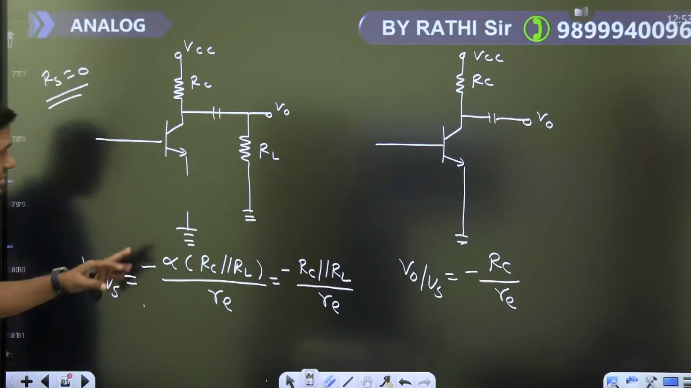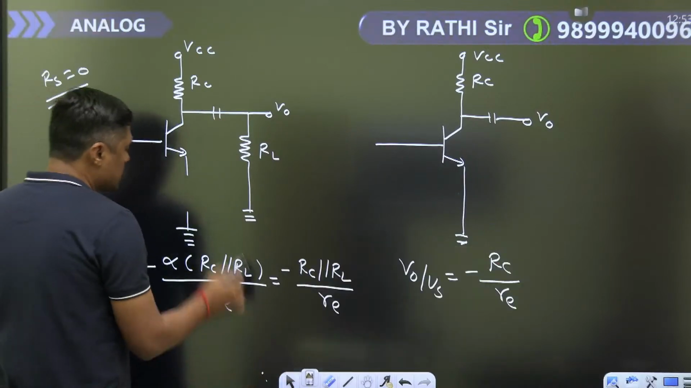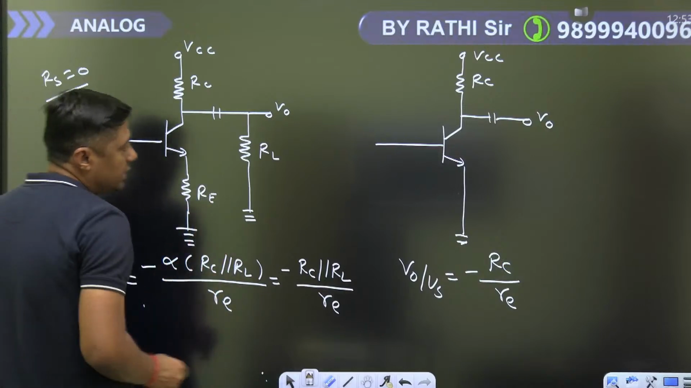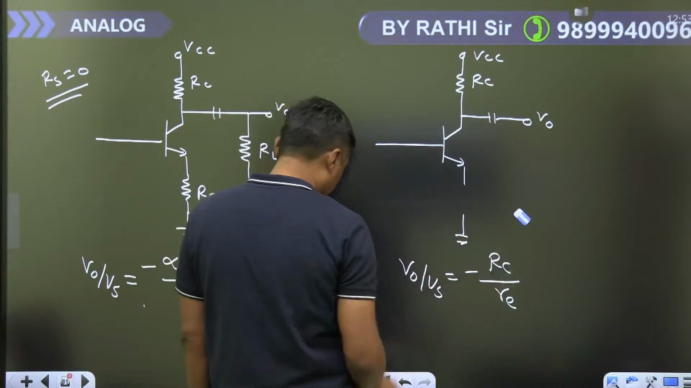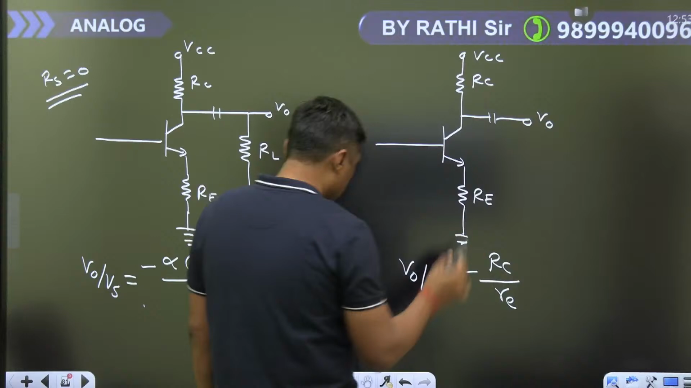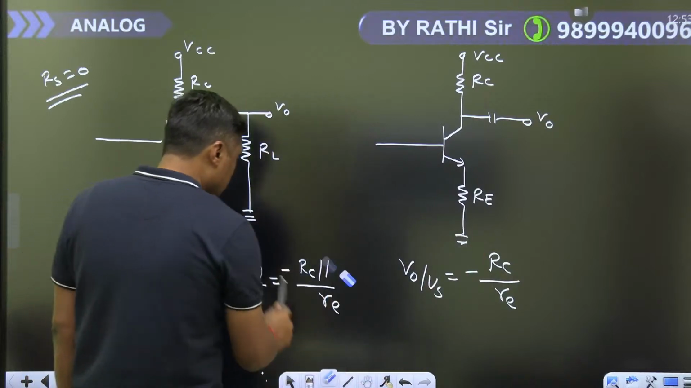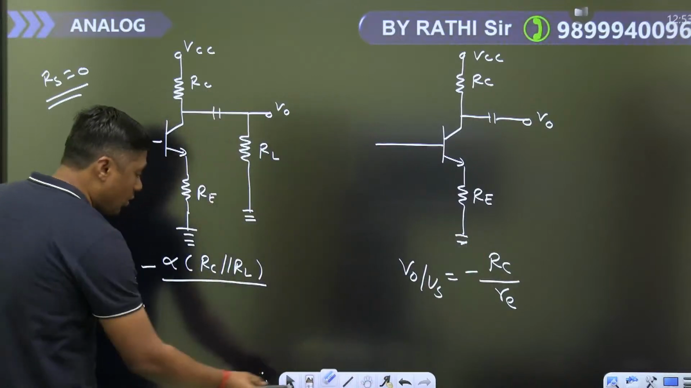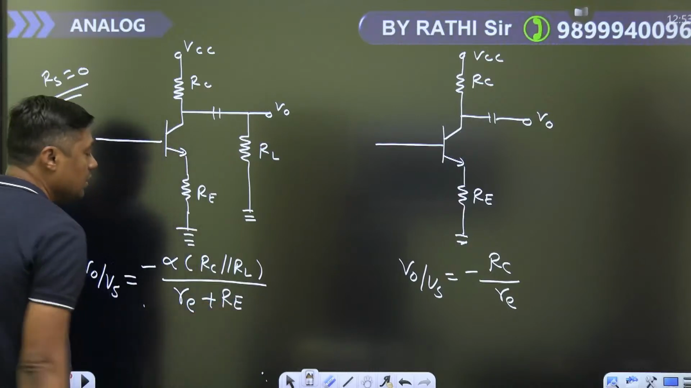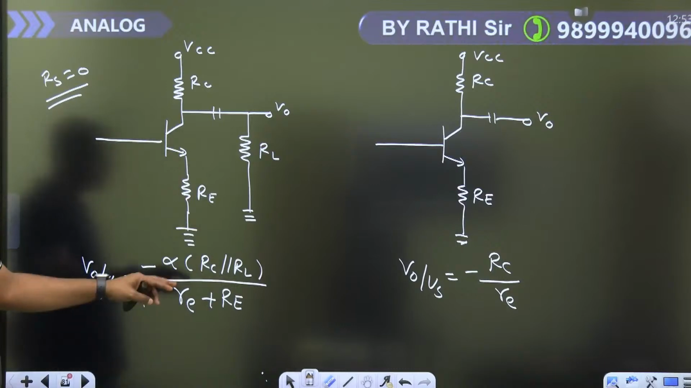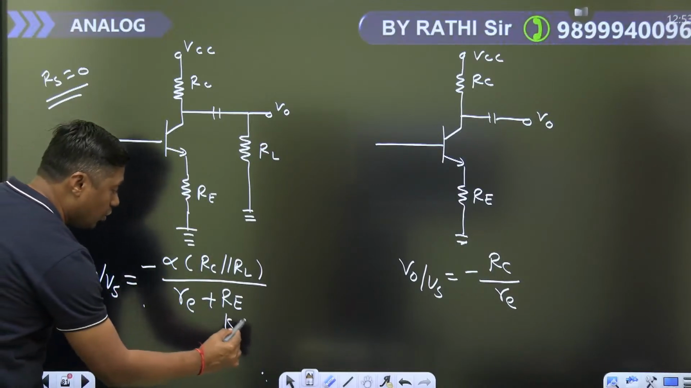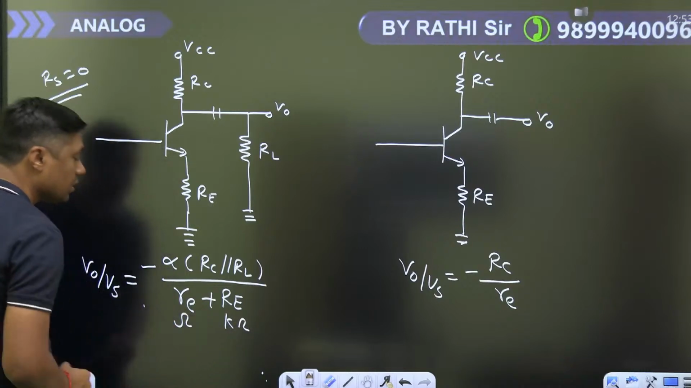Then if the RE is given but it is unbypassed, unbypassed means capacitor is not connected. RE is given, capacitor is not connected. Then guys, remember the formula is here. This small RE is replaced by small RE plus capital RE. This is the exact answer, but alpha is nearly equal to 1 and capital RE is in kilo ohm, normally, and small re is in ohm. So remove it.